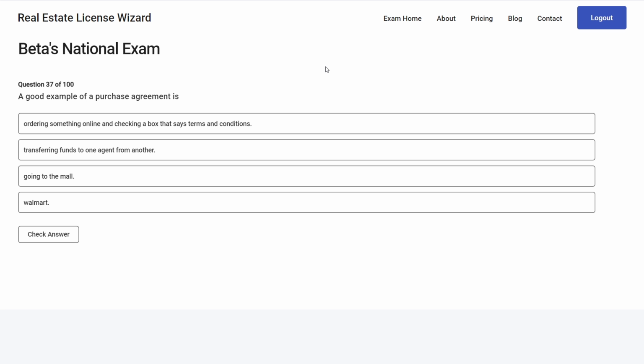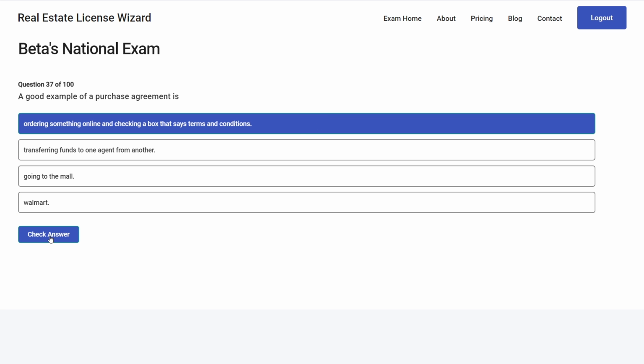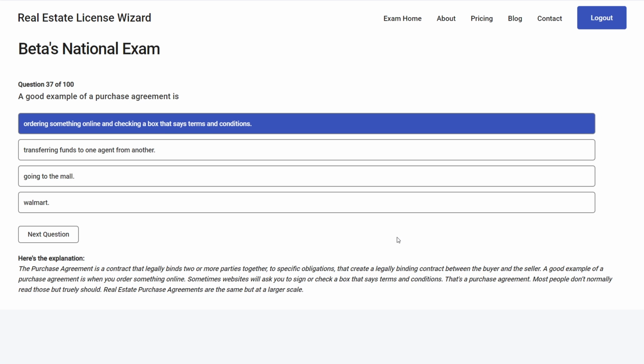All right, did you guys come up with it? Correct answer for this one is ordering something online and checking a box that says terms and conditions. So I know this is a little bit of a weird question, but it's super important, and it comes up pretty often on the exam itself. You have to understand what a purchase agreement is, and I think the reason they ask these types of questions is because buyers specifically don't fully understand what they're getting into when they're doing an offer or when they're signing a purchase agreement.